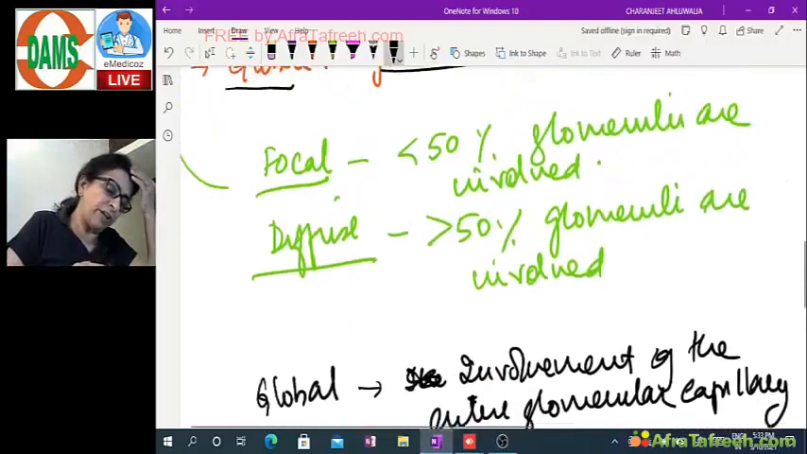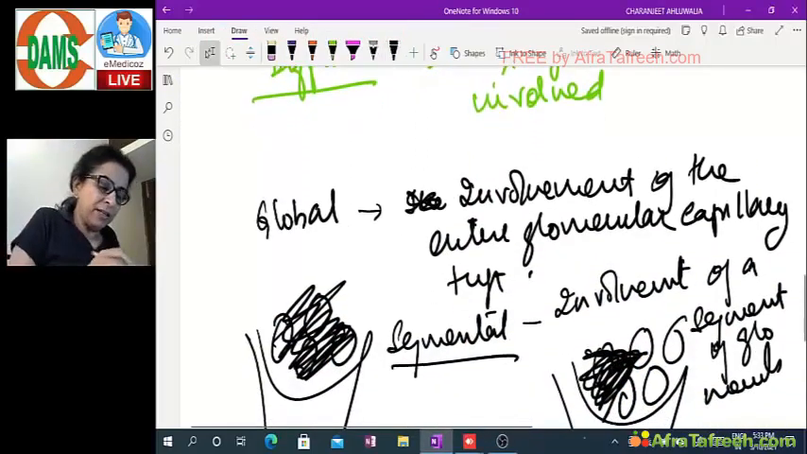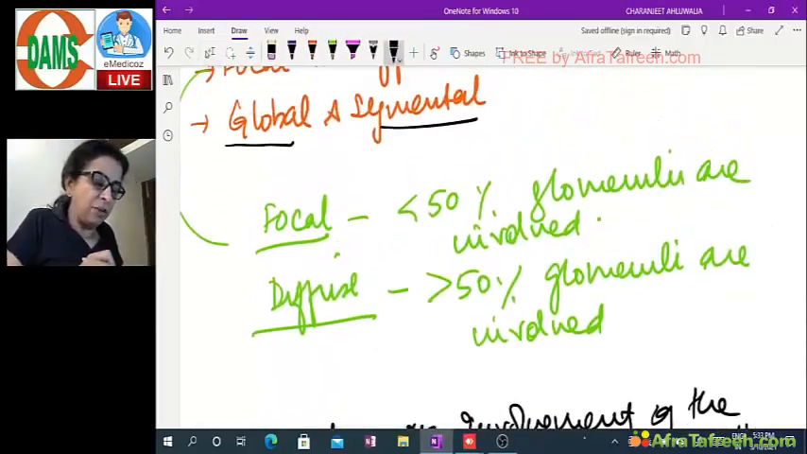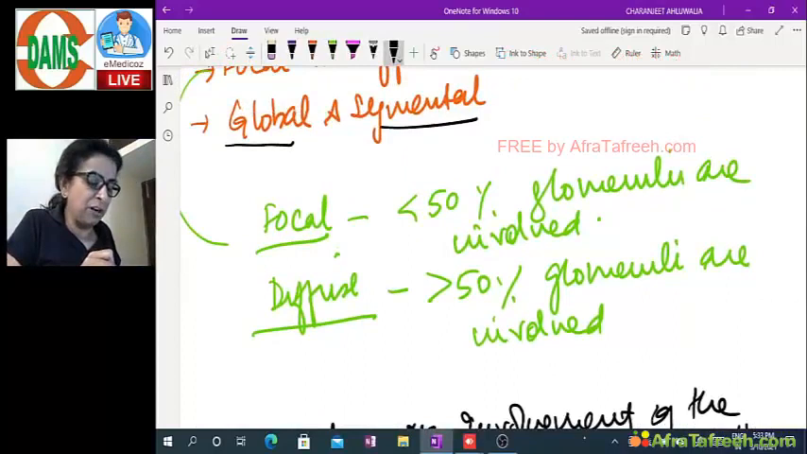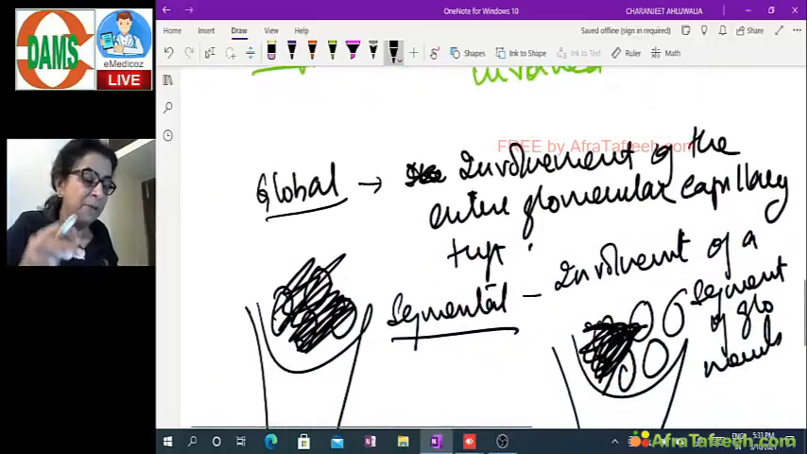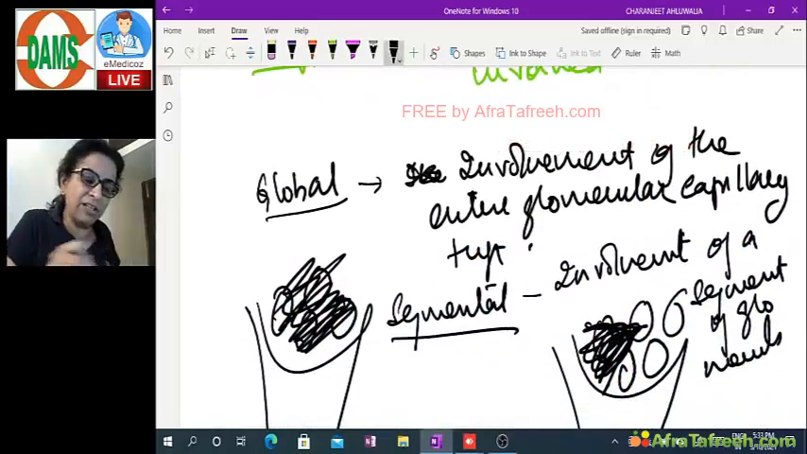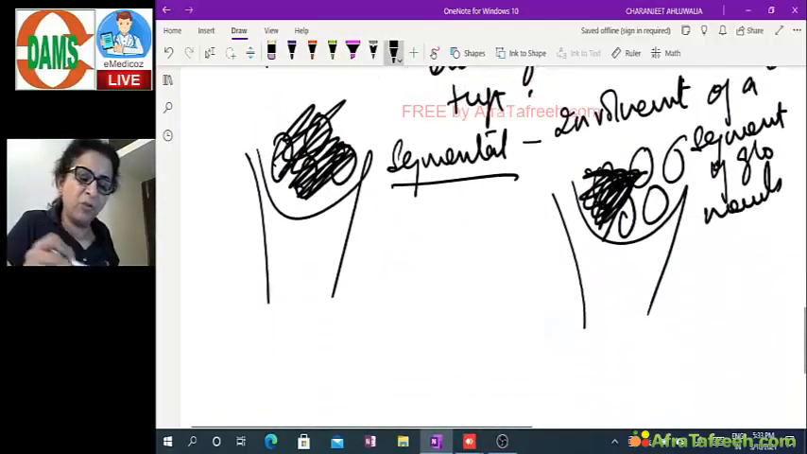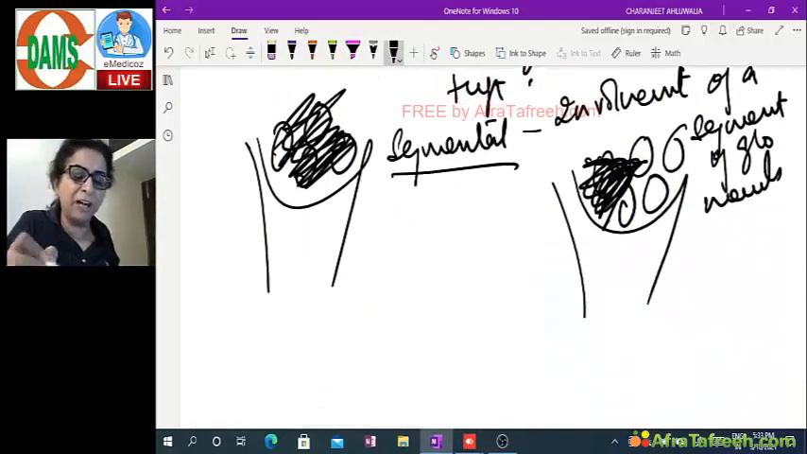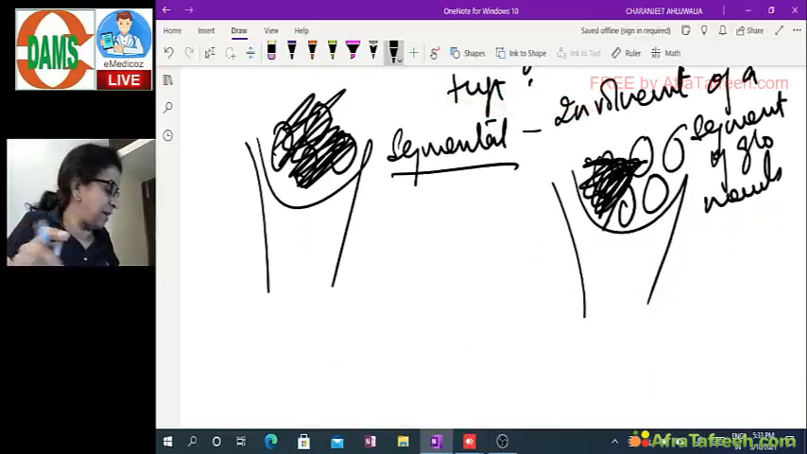So these are 4 terms which you have to know. Focal and diffuse refer to all the glomeruli. If the disease is involving only a proportion less than 50% of the glomeruli, that's a focal disease. If it is involving all the glomeruli or more than 50% of the glomeruli, it's a diffuse disease. Then if you look at one glomerulus, if the disease is involving the entire glomerular capillary tuft, that's global. If the disease is involving only a segment of the glomerular capillary tuft, that is a segmental disease.